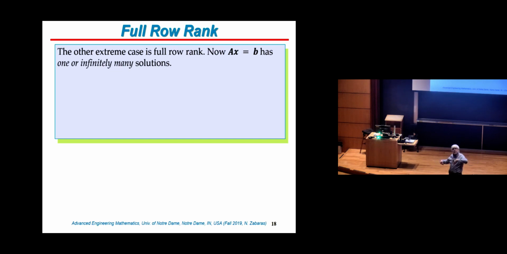So we don't have to worry now about zeros below the way we had before. So if we have a full row rank, we always have a solution, right? So there is a solution for any b. But we can have one solution or we can have many solutions, okay?